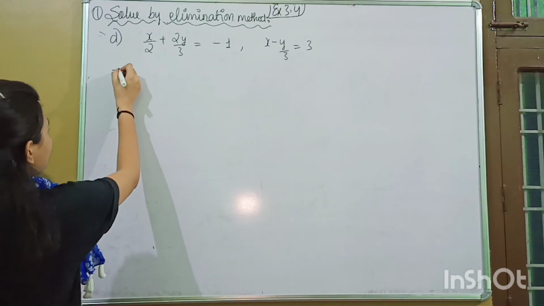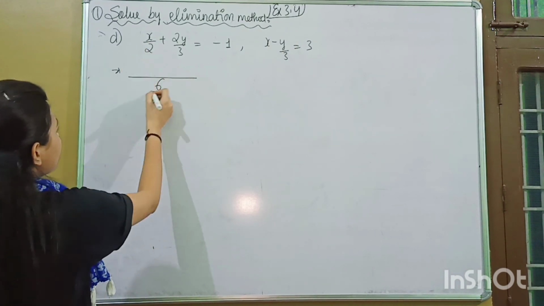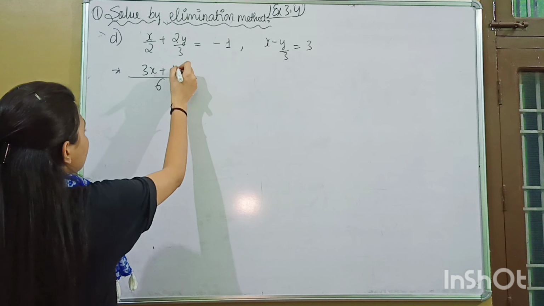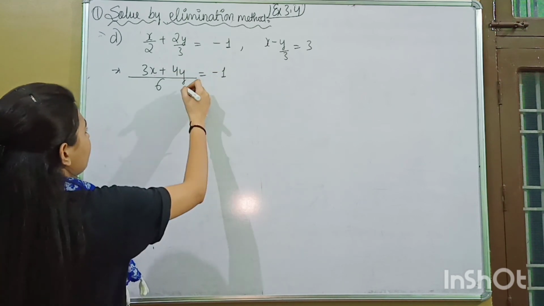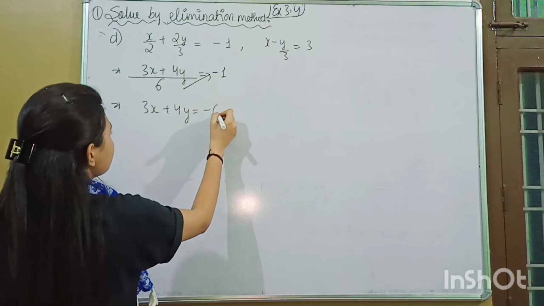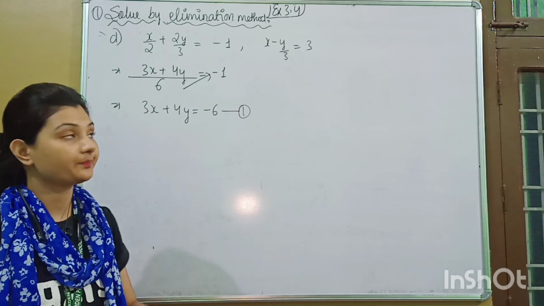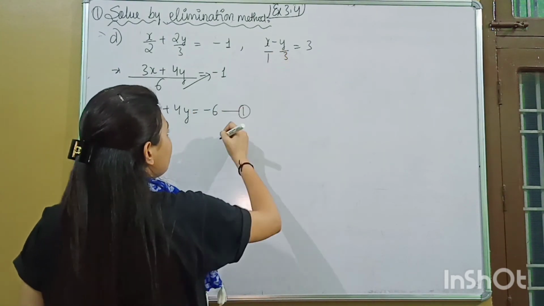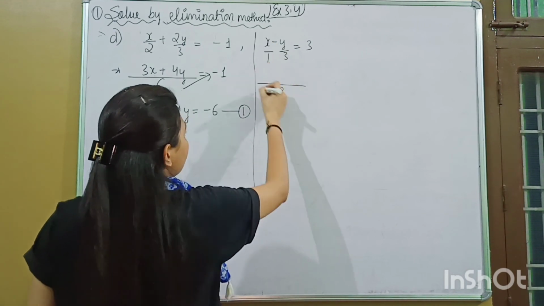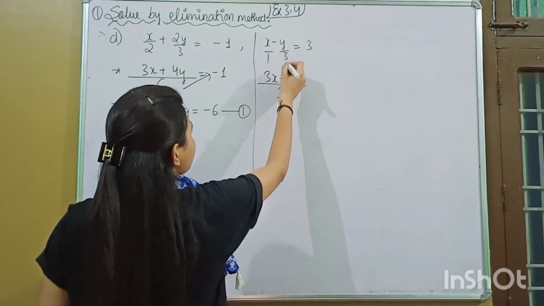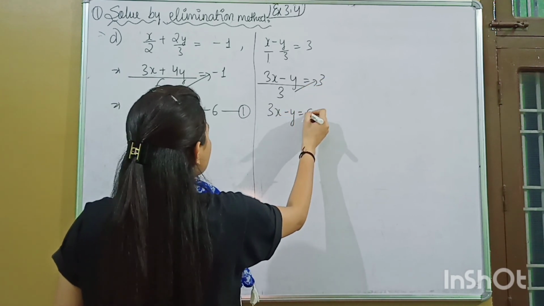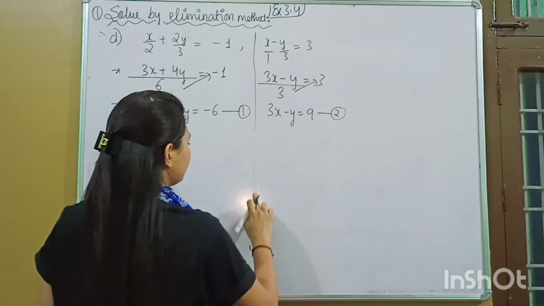So here the LCM of 2 and 3 will be 6. So 2 into 3 is 6, 3 into x is 3x, plus 3 into 2 is 6, 2 into 2y is 4y equals minus 1. Now cross multiplying it gets 3x plus 4y equals minus 6, and we will name this as equation 1. Here nothing is written in the denominator of x, so we will write 1. Now LCM of 1 and 3 is 3. 1 into 3 is 3, so 3 into x is 3x minus y equals 3. Now it will go there, so 3x minus y equals 9. That is equation 2.